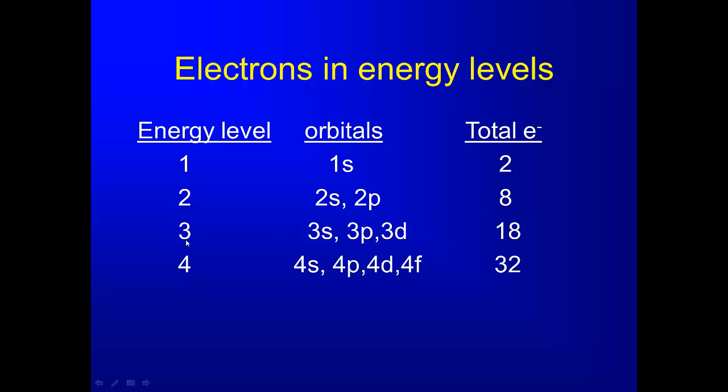At my third energy level, look at how it's building. I could have the 3s and 3p, that repeats. This is the first time I have a d orbital. So 2 plus 6 plus 10, that's my 18 electrons. My fourth energy level, there's my 4s, 4p, 4d. This is the first time we get that f orbital, for a total of 32 electrons.